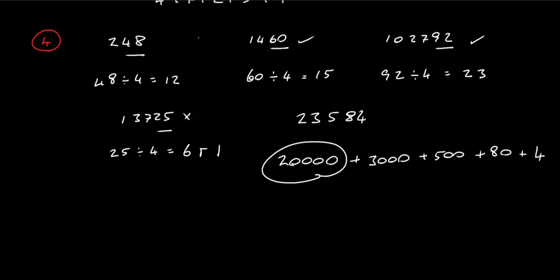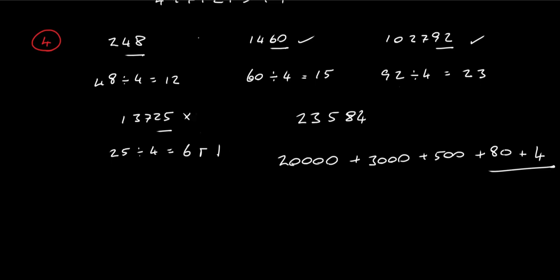Well, any number out here, 20,000, 30,000, 40,000, 50,000, 60,000, and so on, that's always going to be divisible by 4. This number here is also going to be divisible by 4. 3,000, 2,000, 1,000, 5,000, 6, 7, and so on. These are all going to be divisible by 4. The hundreds are always going to be divisible by 4. The problem is here, not all the tens are going to be divisible by 4.